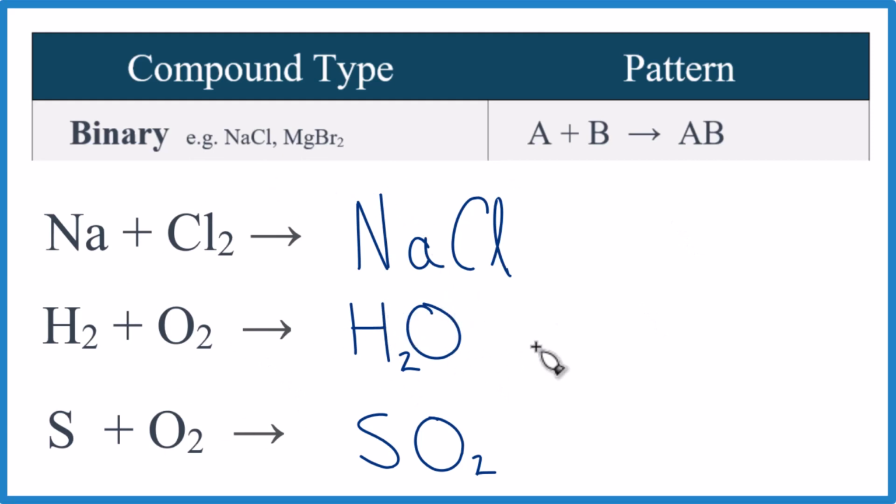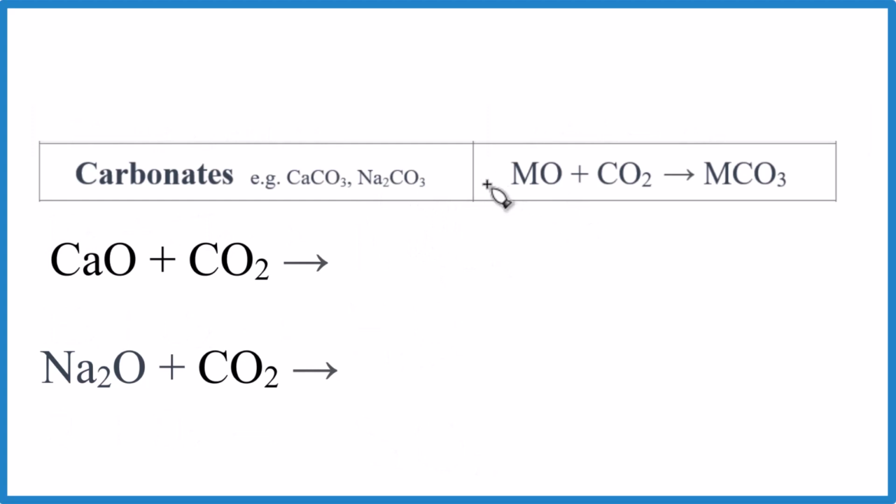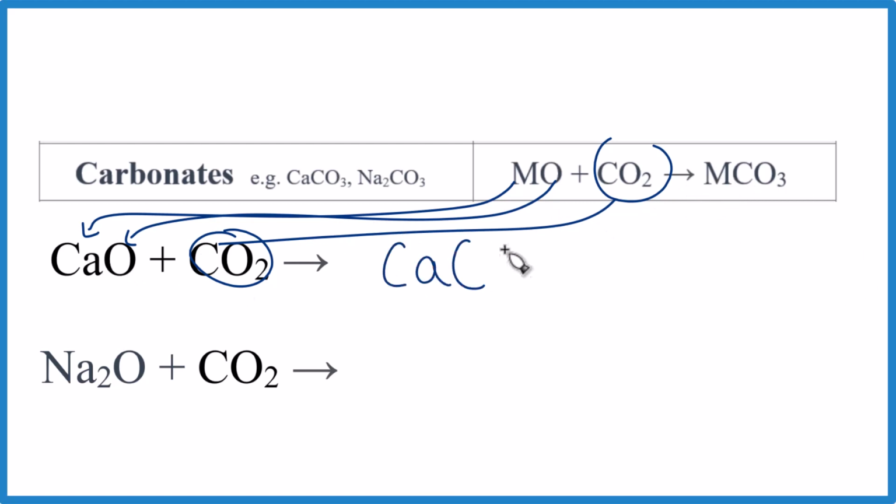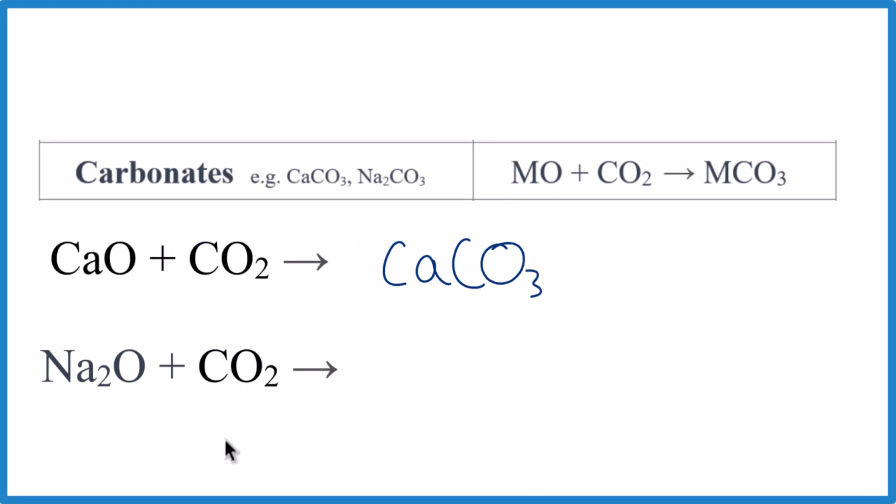Let's take a look at another type. For the carbonates, you can see M, that's the metal, then we have the oxygen right here, then we just have CO2. So it should give us M, we said that was the metal, and then CO3. So we end up with CaO plus CO2 combining to form calcium carbonate. Not too bad. So pause, give this one a try.